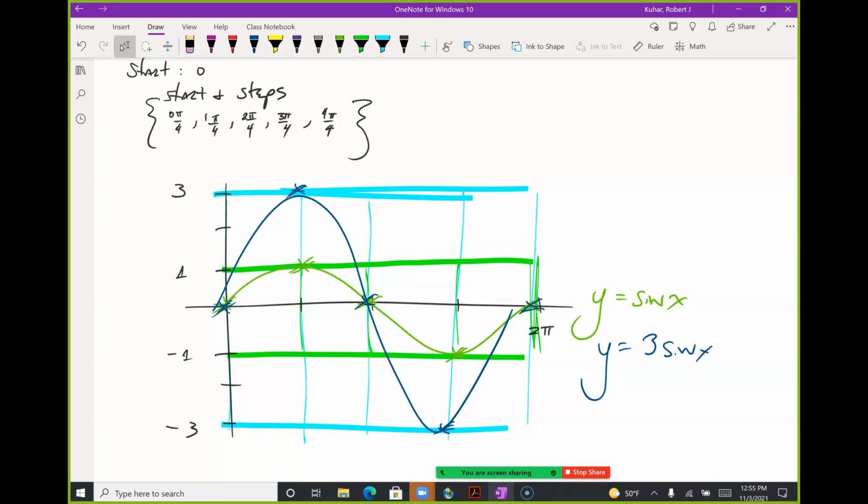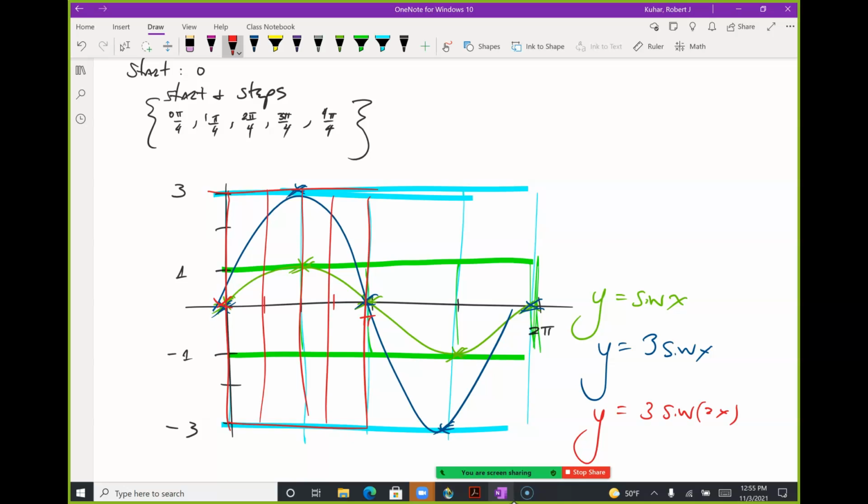Now, when I finally get to my y equals 3 sine of 2x, I know the period changed from 2 pi to pi. So my rectangle is half as wide now. Here's my new rectangle, right? And I need quarter steps. So I need everything cut into 4 this way.